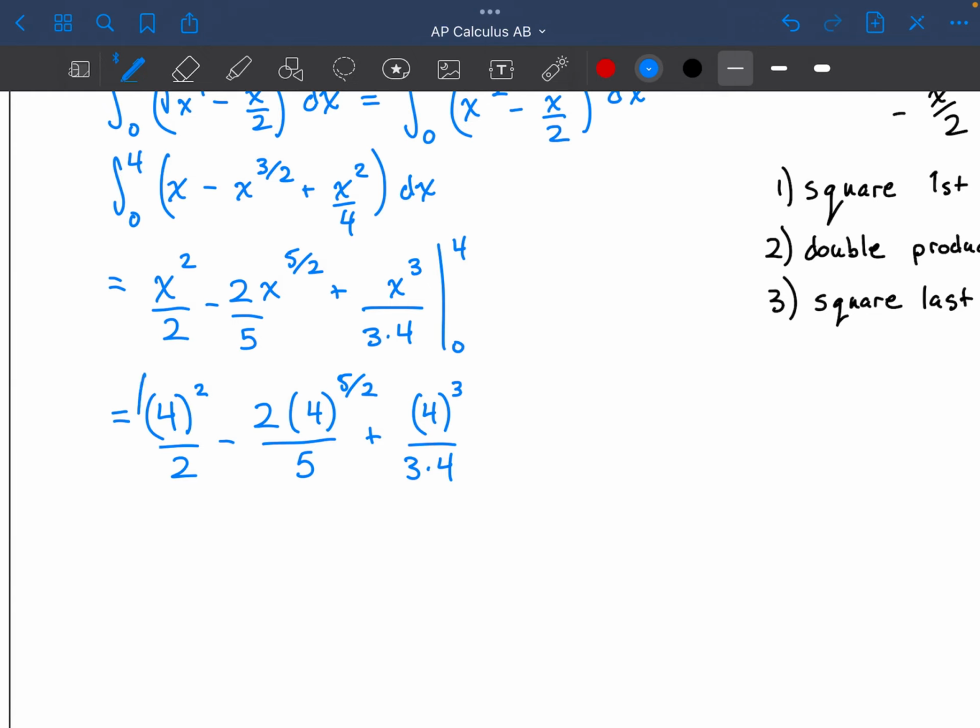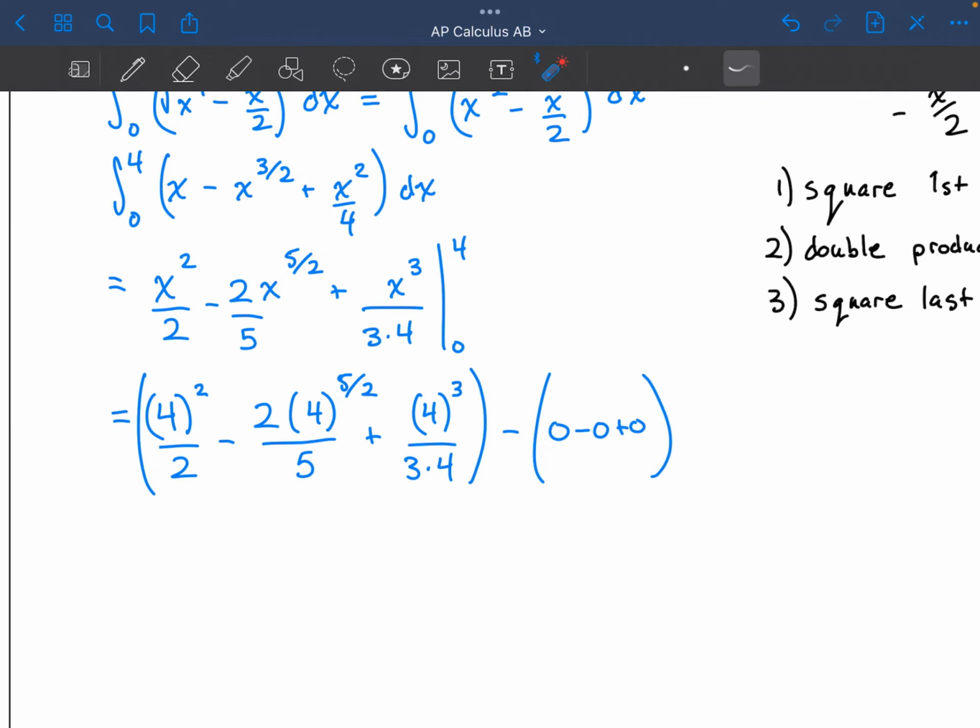That was the first half, so I should put that in parentheses. And then I'm going to subtract the second half, right? What happens when you plug in 0? When you plug in 0, all 3 of those terms go to 0. So I'm going to show my work by going 0 minus 0 plus 0. You don't have to do that on the AP test. I'm doing it for my answer key so that everyone can see that I didn't forget to plug in 0.